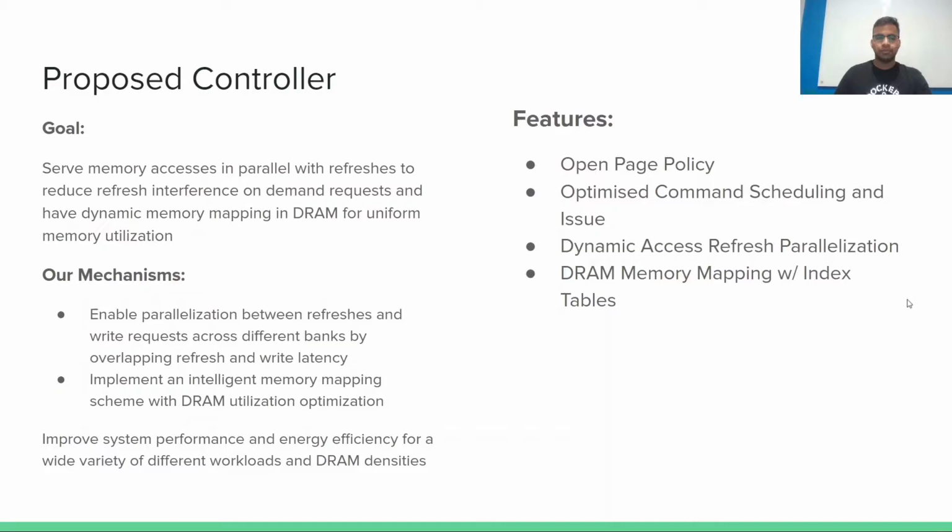We start with the open page policy, which ensures proper row buffer management, followed by optimized command scheduling, which schedules memory requests depending on row access by commands. Then we have dynamic refresh parallelization, which allows for DRAM refresh policies to be defined and improves the performance through latency overlapping. And finally, we have DRAM memory mapping, which intelligently stores data in the DRAM by considering data size and available space in the DRAM. Now let's talk about open page policy.